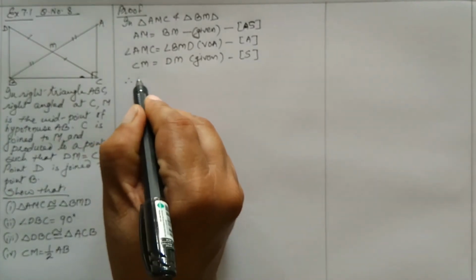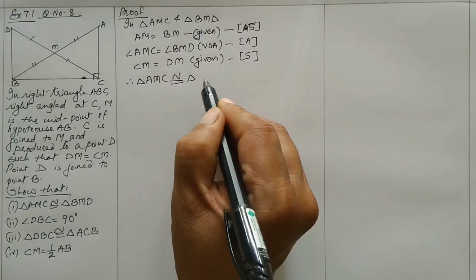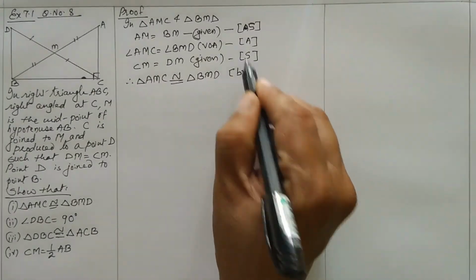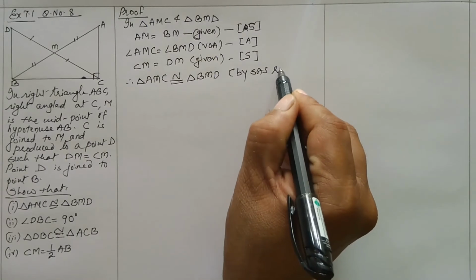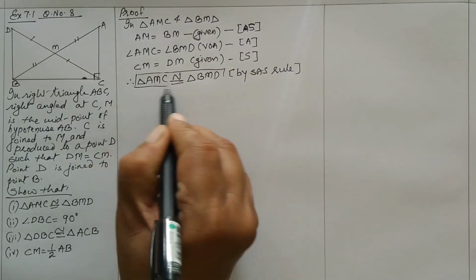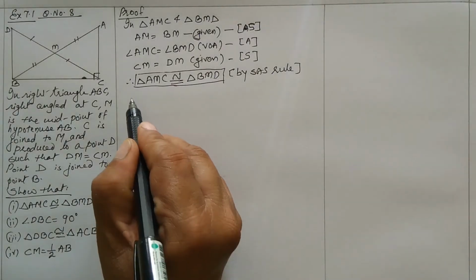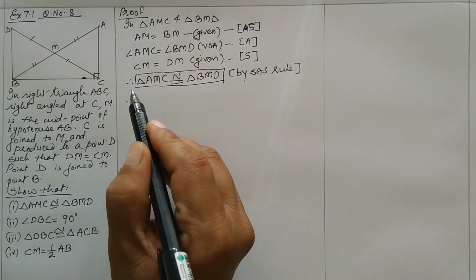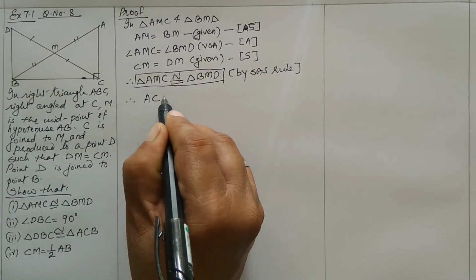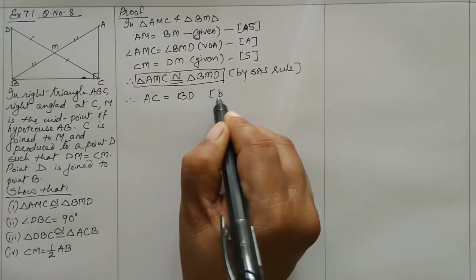So therefore triangle AMC is congruent to triangle BMD by SAS, side angle side rule. So we proved this. This is our first part which they have asked. We proved these two triangles are congruent. Therefore we are getting AC is equal to BD. Reason: by CPCT.